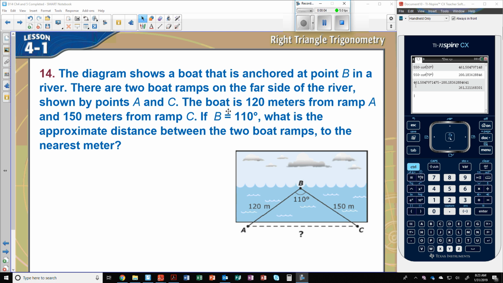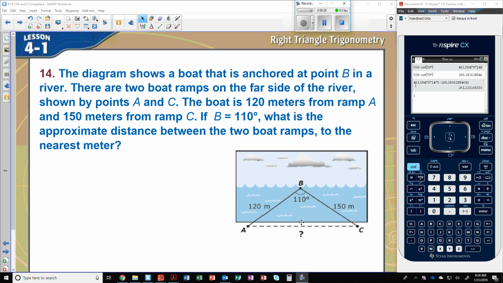Number 14, the diagram shows a boat that is anchored at point B in the river. There are two boat ramps on the far side of the river, shown by points A and C here and here. The boat is 120 meters from ramp A and 150 meters from ramp C. If B is 110 degrees, what is the approximate distance between the two boat ramps to the nearest meter?